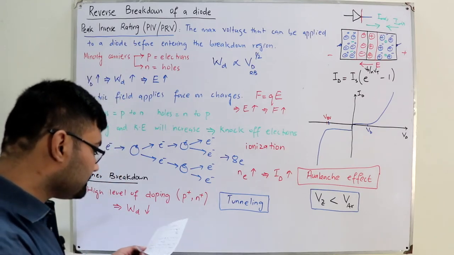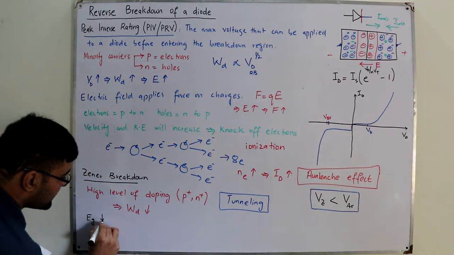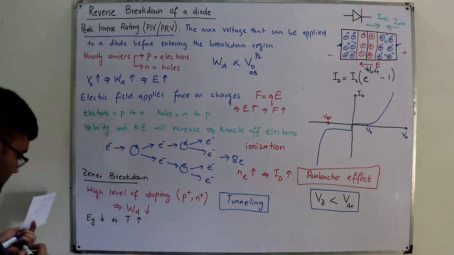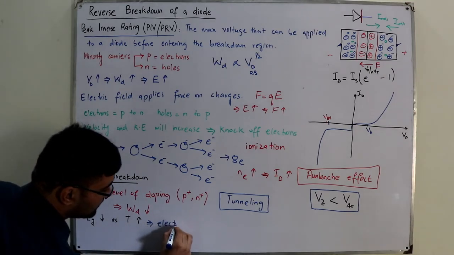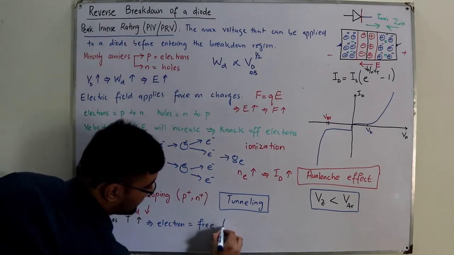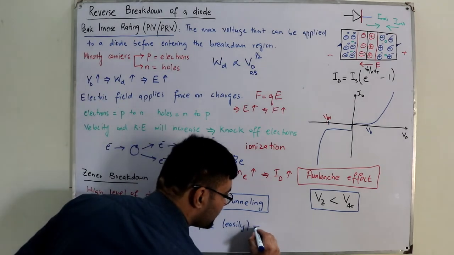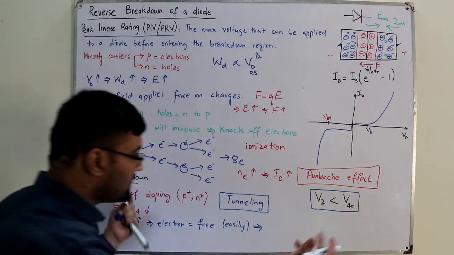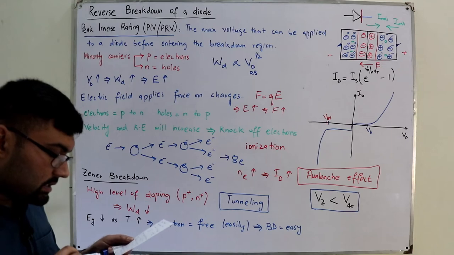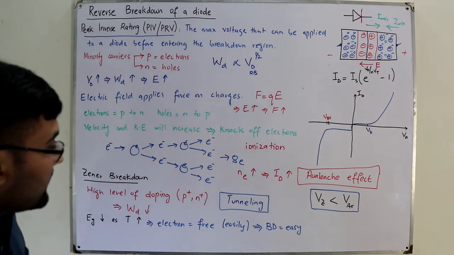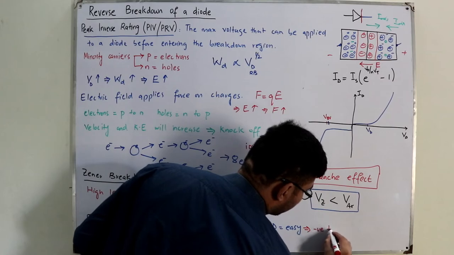If I write it over here: Eg decreases as temperature increases. So what would be the effect? Electron can easily become free. I would write over here electron is free, and in the bracket, easily. Electron can easily become free, which means that breakdown is easy. If the electrons are becoming free, this thing is breakdown, right? So breakdown is easy. And if the breakdown is easy, this is called what? This is called negative temperature coefficient. It is said that the material has a negative temperature coefficient.